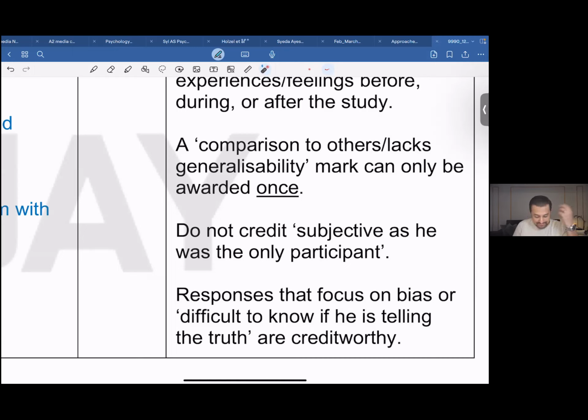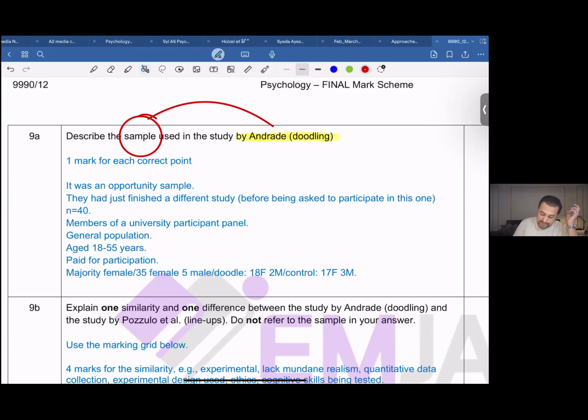So this was question number 8, worth 4 marks. Question number 9, real quick. The question over here is from the study by Andrade. Describe the sample used in the study by Andrade. So you get 1 mark for each correct point, right? So you are to describe the sample. It's a 4-mark question, and these are the questions that would help you score real well.